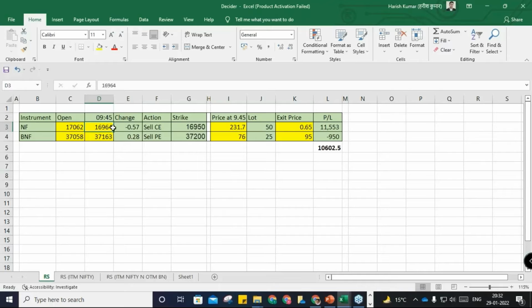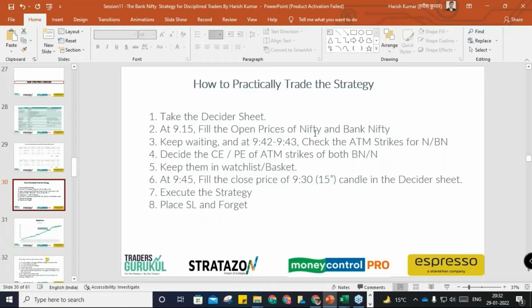At 9:15 you have filled the open prices of Nifty and Bank Nifty spot. So keep waiting until around 9:42 or 9:43. Check the ATM strikes of Nifty and Bank Nifty. You will decide the call option and put option at the ATM strikes of both Bank Nifty and Nifty at 9:42, 9:43. You are doing this because it will not have much impact around 9:45. You have to be ready at 9:45 when your entry time starts. So you will just keep them in a watch list or basket.